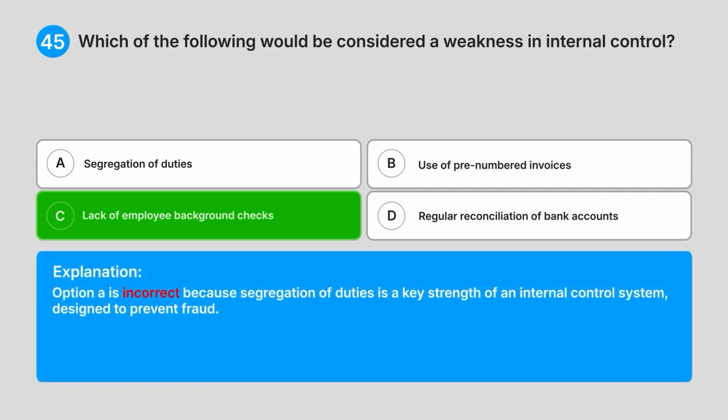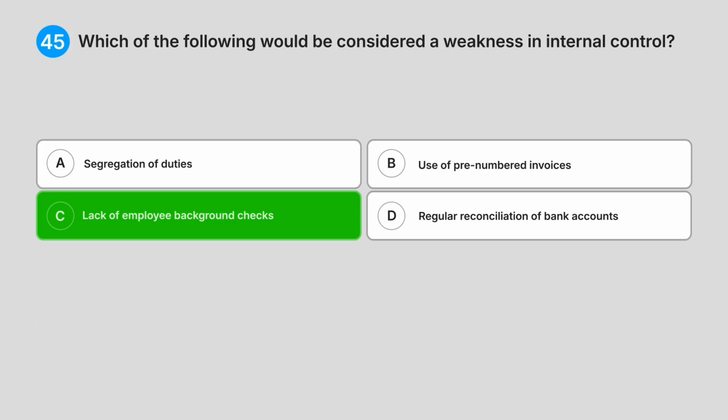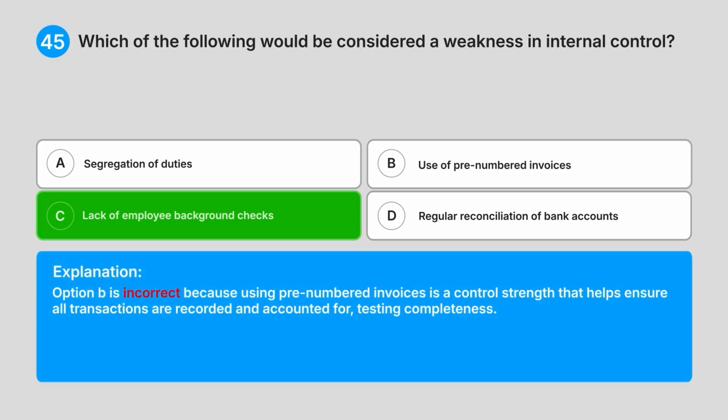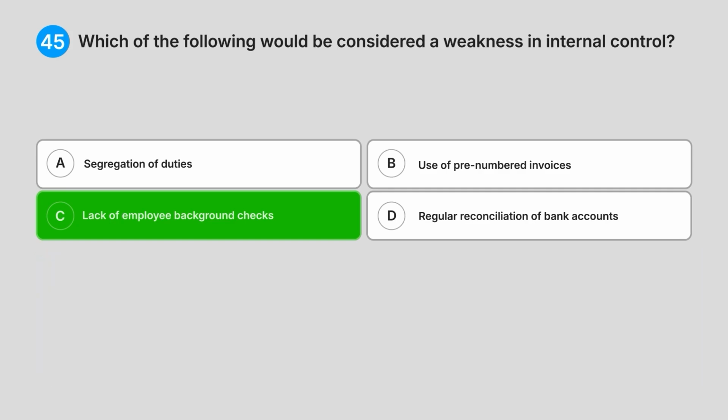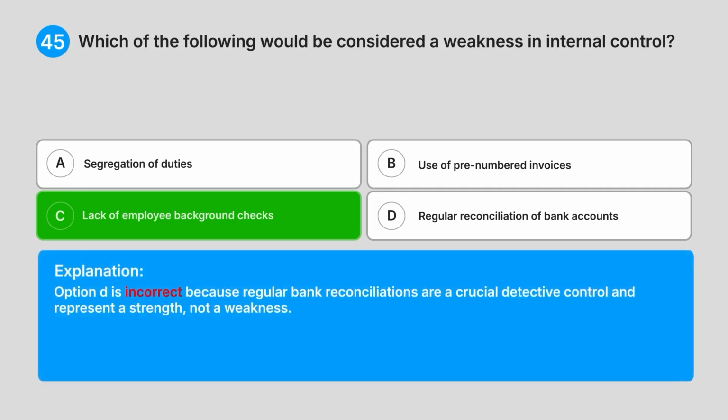Option A is incorrect because segregation of duties is a key strength of an internal control system designed to prevent fraud. Option B is incorrect because using pre-numbered invoices is a control strength that helps ensure all transactions are recorded and accounted for, testing completeness. Option D is incorrect because regular bank reconciliations are a crucial detective control and represent a strength, not a weakness.